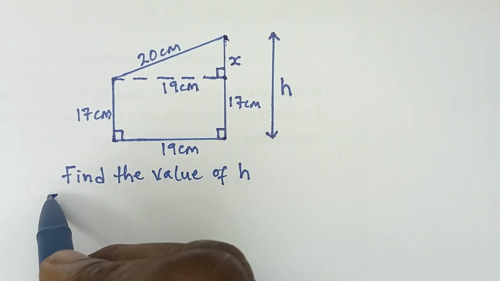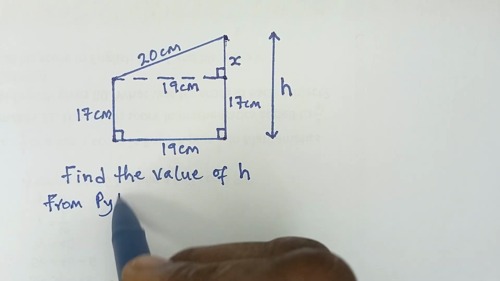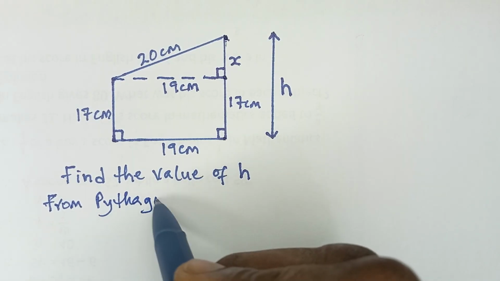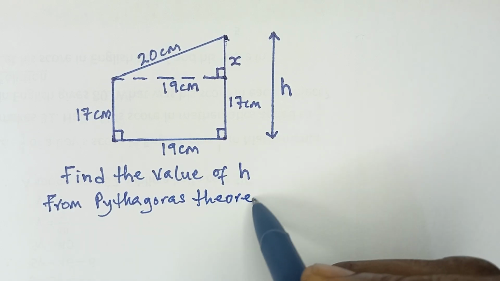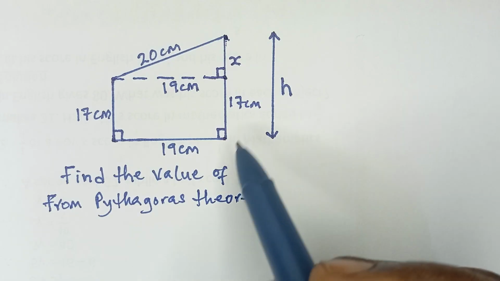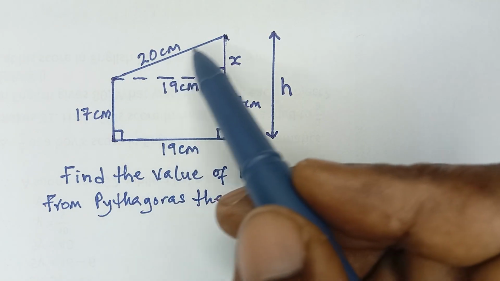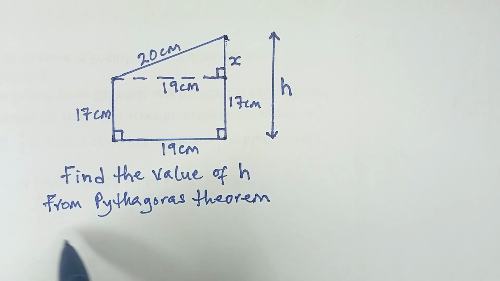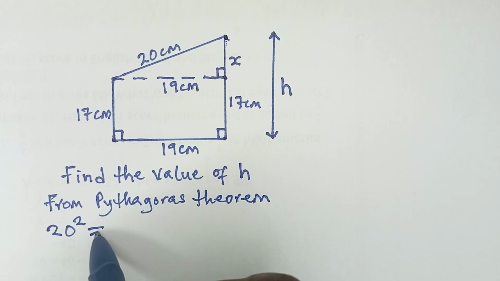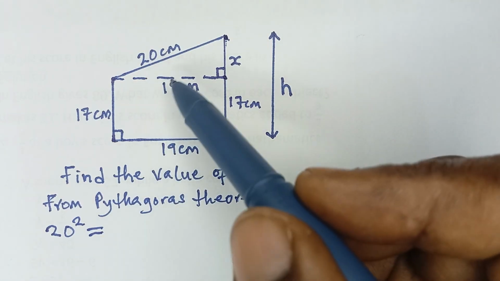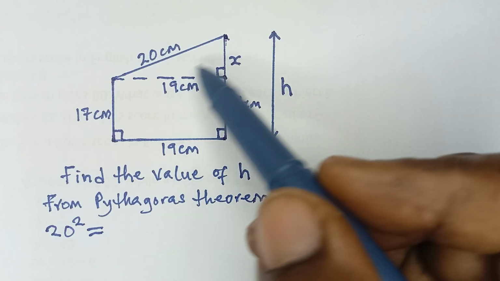So I can simply say that from Pythagoras theorem, we already know that theorem that tells us that the square of the hypotenuse of a right angle triangle, so this is the hypotenuse, which is the longest side, the square of that side, that will be 20 square, is equal to the sum of the squares of the other two sides.